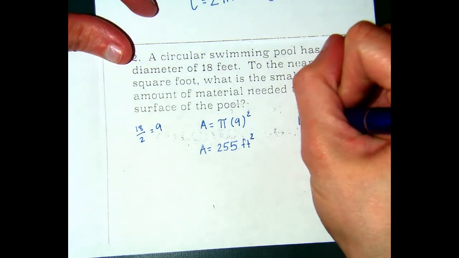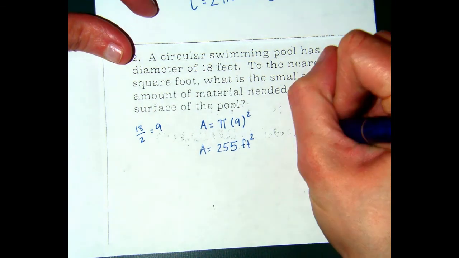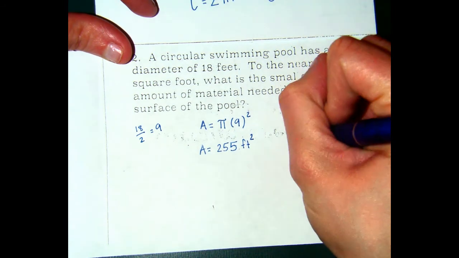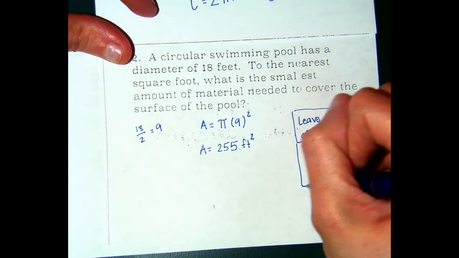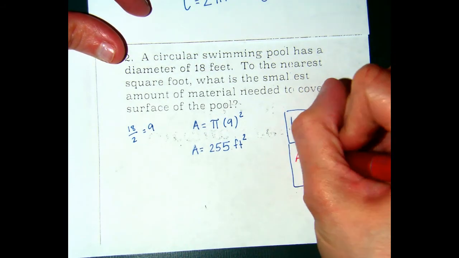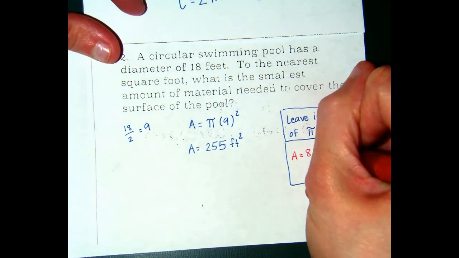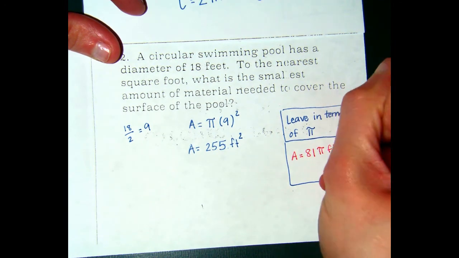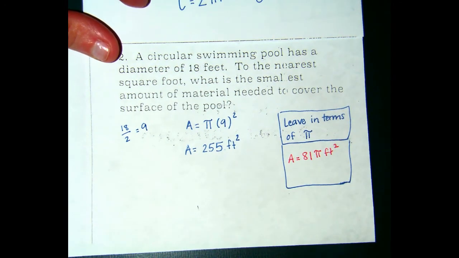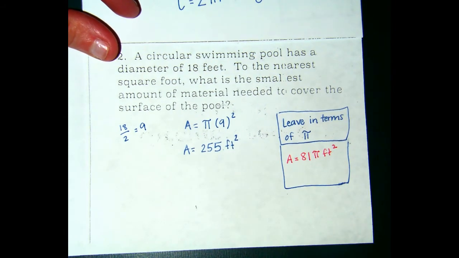What if it had said leave in terms of pi? Not quite. What is 9 squared? 81 pi feet squared. That's what leave in terms of pi would have been. You always do the operations with the numbers and leave pi multiplied next to it. And you always put the number before pi. That's what leave in terms of pi means.